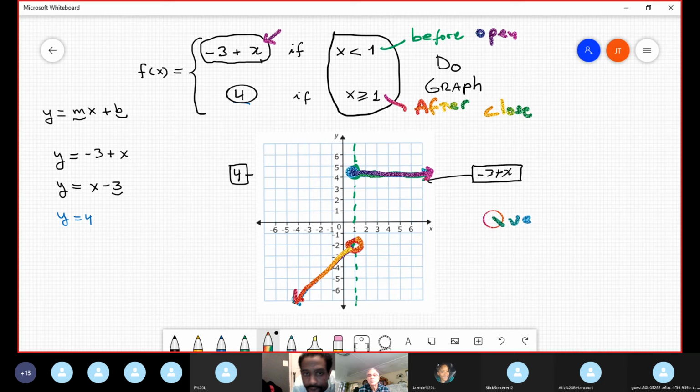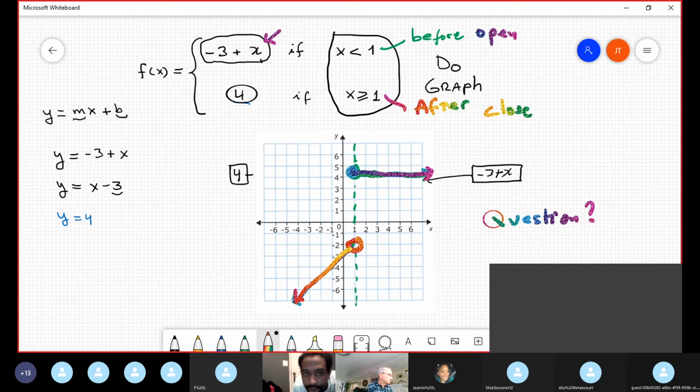Question. Complicated or easy? Complicated or easy? Very, very complicated or easy? Easy, he says easy. So, too many details. Remember, it's important, at least for me, it's super important. At the transition point, if it's open, if it's closed, you know, it's very, very important for me.